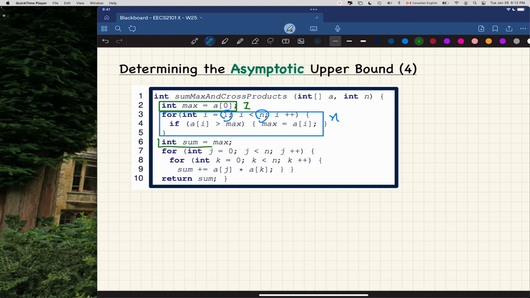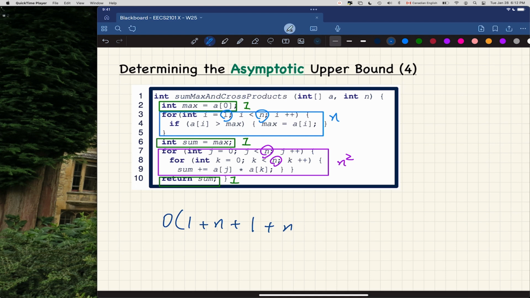And this one here is outside the loop, and that one is also just 1. If you look at the nested loop over here, very similar to the contains duplicate case, you got n here, so that should be n squared. And finally, this one here is just 1. So what we get is big O of 1 plus n plus 1 plus n squared plus 1, which is big O of n squared plus n plus 3. And you can drop the lower term, n squared.